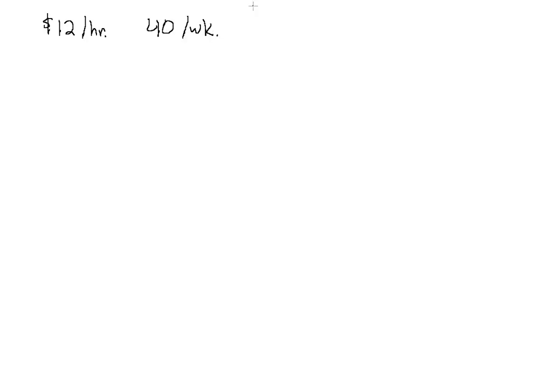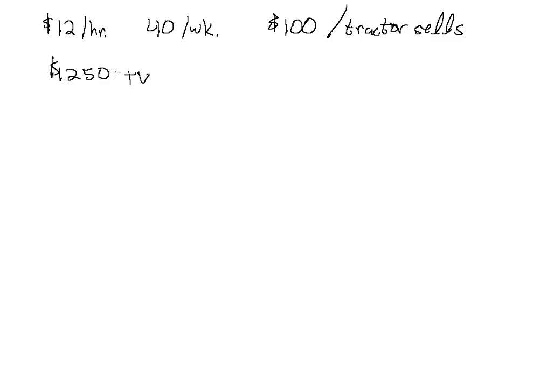He also receives a $100 bonus for each tractor that he sells. So this is his income for the supply shop. If Paul wants to buy a new TV that costs $1,250, how many tractors does he need to sell? So he needs $1,250 for his new TV. This is supposing he's not dipping into savings or anything like that. He needs to earn all this money this week. Write an equation that describes this situation.